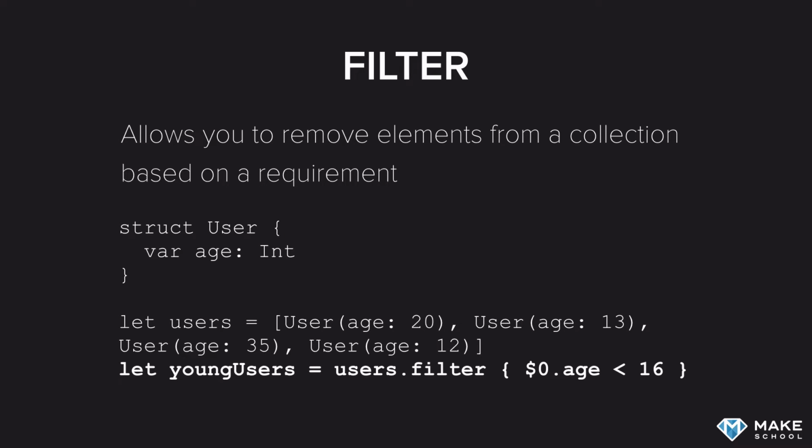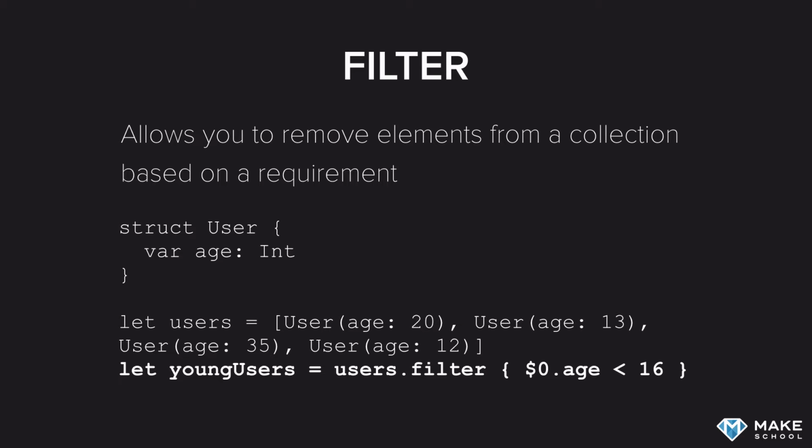In this example, we have a user, and the only property that that user has is their age. We create an array of users, and then we want to filter that array. We only want to keep users in that array that are younger than 16 years old. We can do that by calling the filter function on that array. The filter function takes a closure, and inside of that closure, we can define a certain requirement that all elements have to meet to remain in the array.